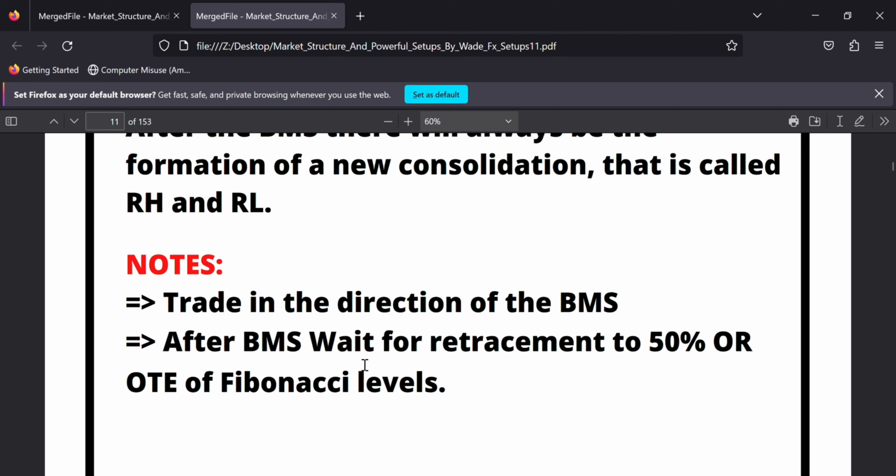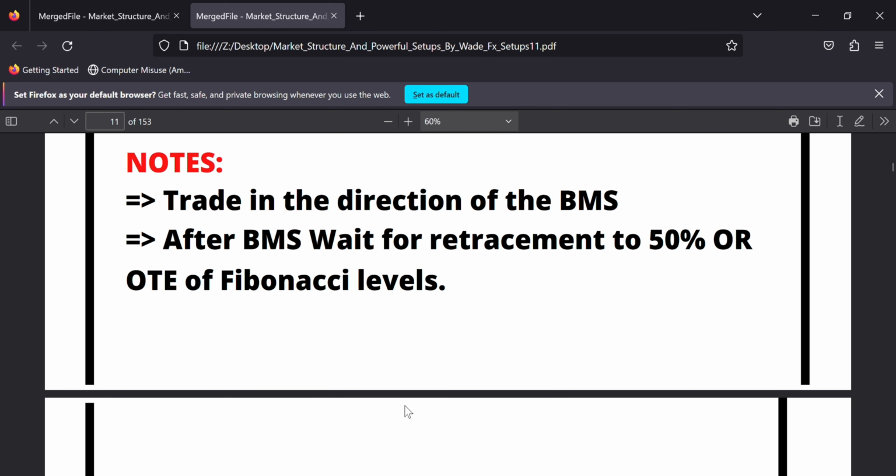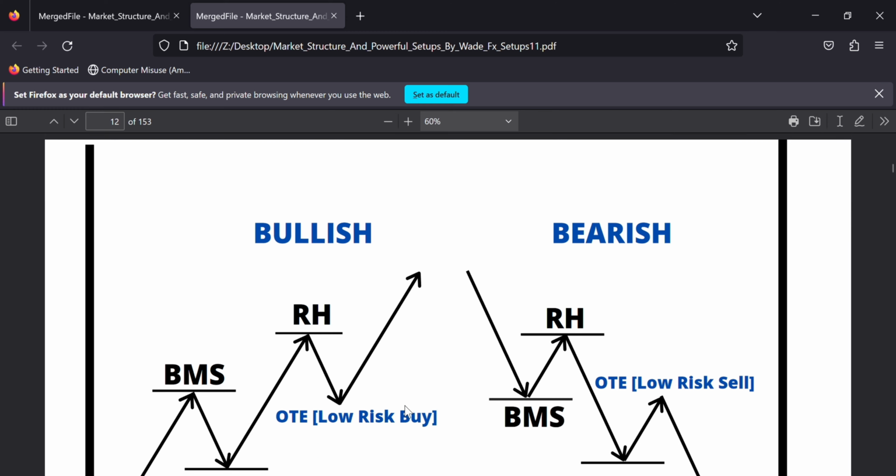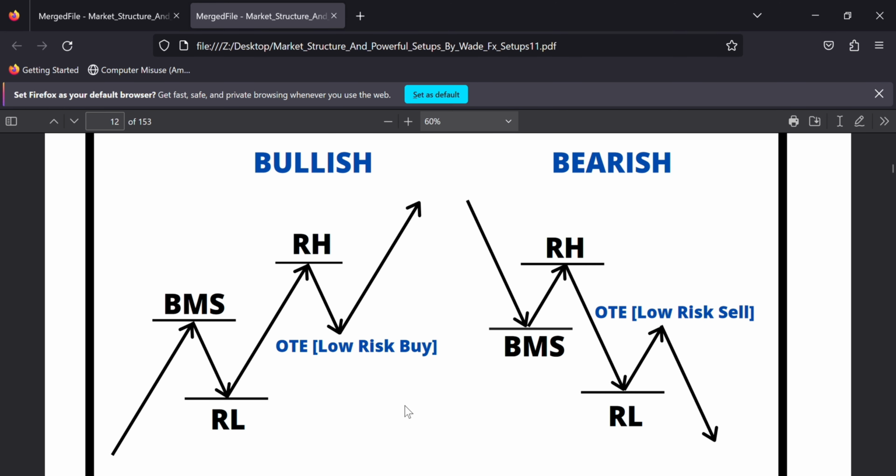After the BMS, wait for the retracement to 50% or OTE of the Fibonacci levels. I taught the Fibonacci in recent videos, check them out. Everything is there. Let's see here, we have the bullish and the bearish. This is the BMS because this was a retracement, then the expansion broke the structure here. That's what is called the BMS.